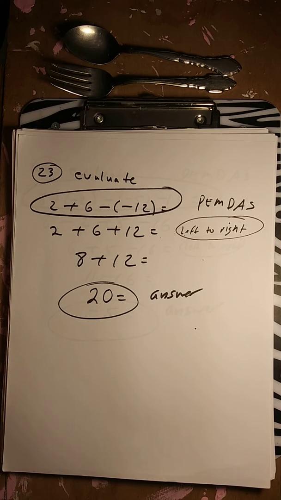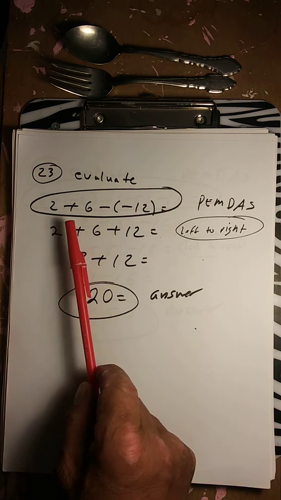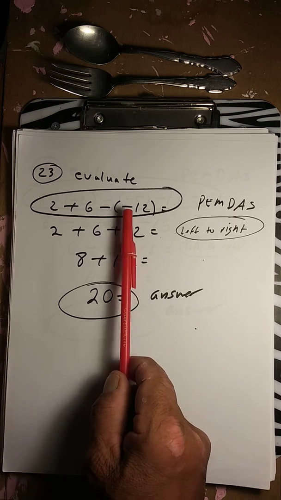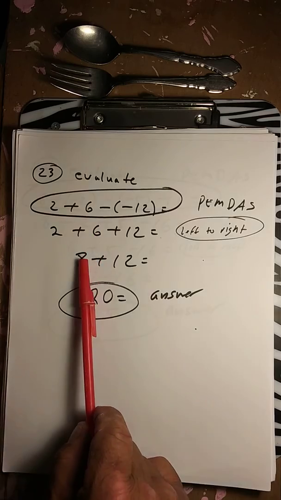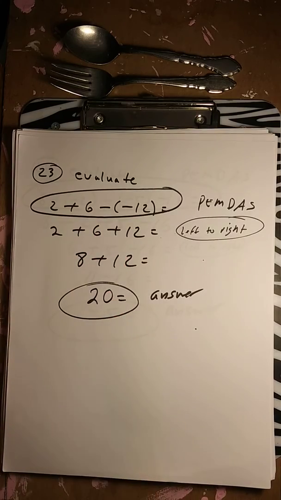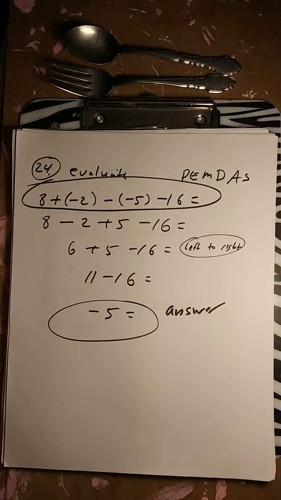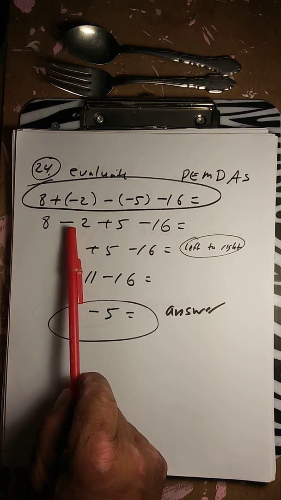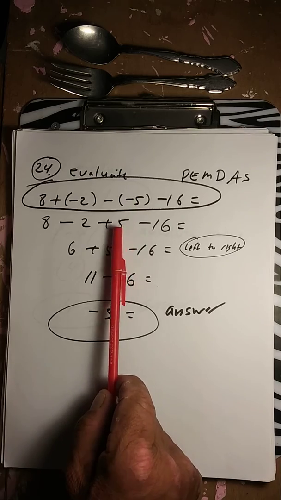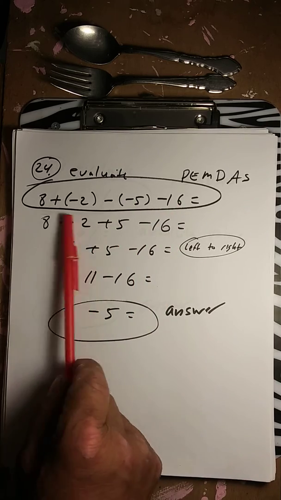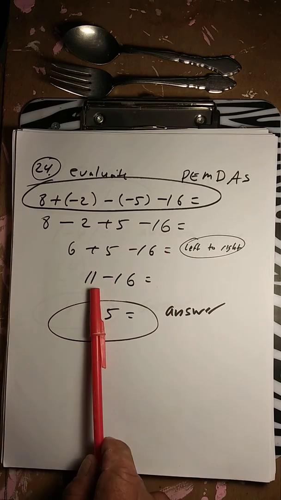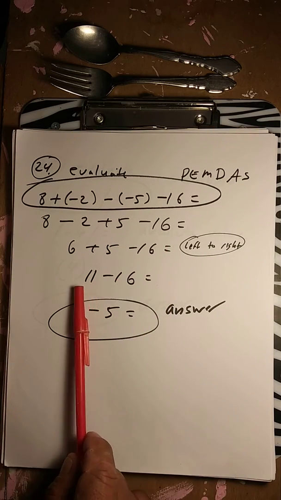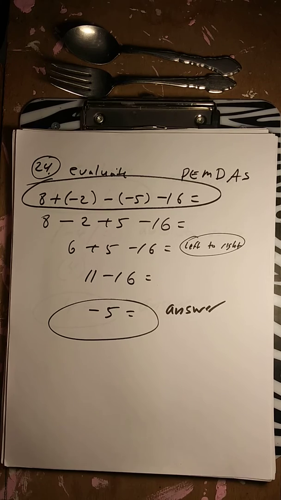This one. Let's see. Parentheses. Negative of a negative is a positive. Everything else, copy it down left to right. This and this is 8 plus 12. 8 plus 12 is 20. Evaluate this. So we have positive of a negative is a negative. A negative of a negative is a positive. Bring everything else down. So now let's go left to right. That's going to be 6. Copy this. 6 and 5 is 11. Copy this. 11 minus 16 is a negative 5.